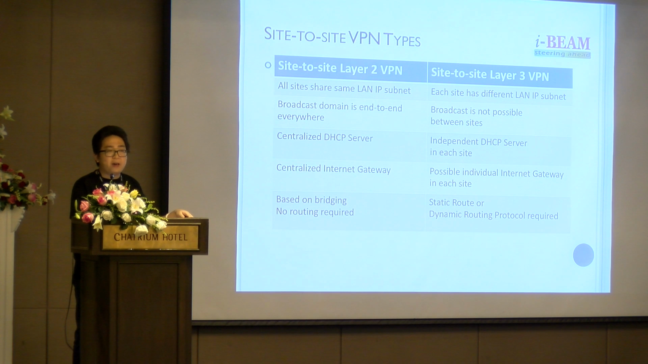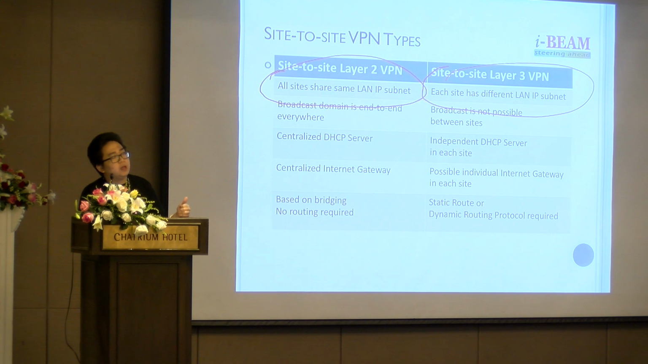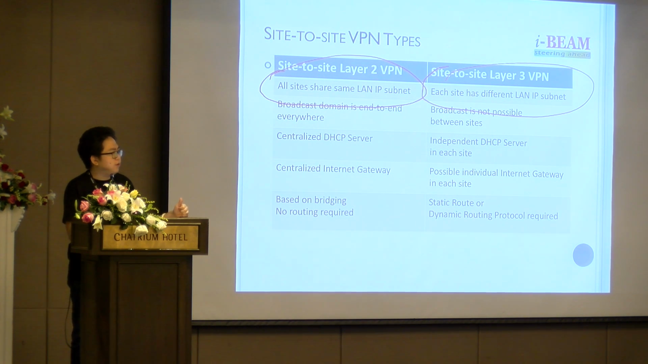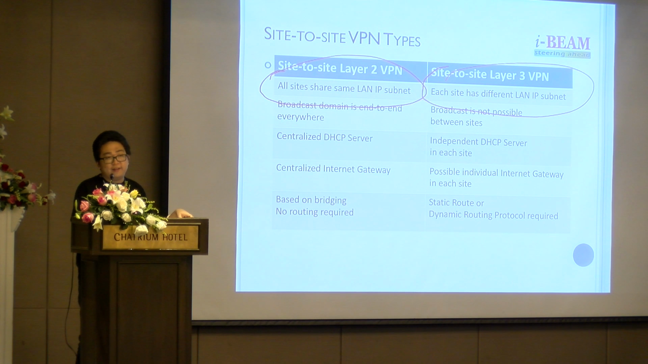For site-to-site VPN types, there are two types if you want to differentiate them by the OSI model. It is layer 2 VPN and layer 3 VPN. Specifically here, in layer 2 VPN, all the VPN sites share the same LAN IP subnet. In layer 3 VPN, each VPN site has a different LAN IP subnet. Like this morning, there was one presentation on EoIP. I believe if it is using bridging, it is layer 2 VPN. If it is using routing, I mean, if you need to add static routes, then it is layer 3 VPN.